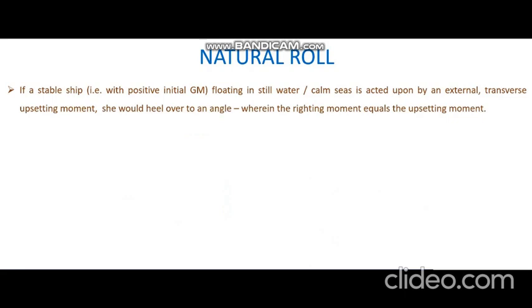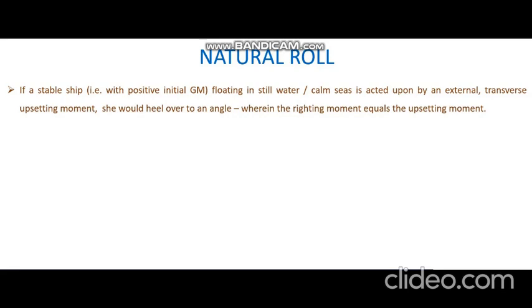Now, if a stable ship, which is floating in calm waters, is acted upon by an external upsetting moment, she would heel. And after she heels, you would withdraw the upsetting moment. And what will happen? The righting moment will bring her back. She'll gather momentum. She will not stop upright. She will go to the other side. Slowly, the amplitude of roll will dampen, and then she'll eventually settle in the upright condition.